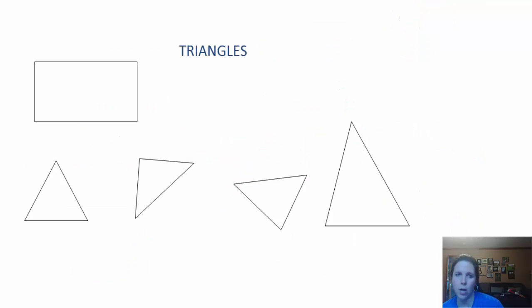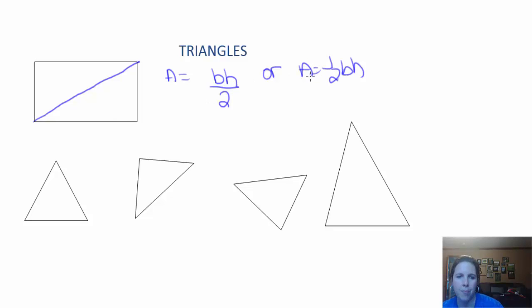Now when you look at triangles, what do we know about triangles? Hopefully you guys know this. If you take a parallelogram and a rectangle and you split it in half, what do you have two of? Now you have two triangles. So if you take the area of a parallelogram, which is base times height, and you split it in half, divide it by 2, then you have the area of a triangle. Or more commonly, it's 1/2 base times height. It's the same thing. I don't care what you do. It's the same thing. Okay?